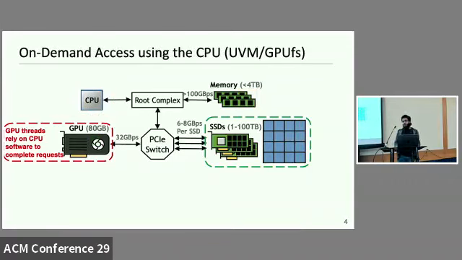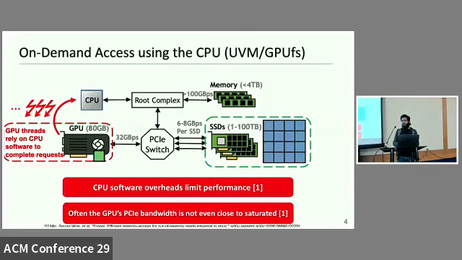Alternatively, systems like GPUFS, as pioneered by Professor Silberstein, allow GPU threads to make on-demand requests to software on the CPU, which fetch and move data on their behalf. However, when multiple threads make such requests in parallel, the CPU software overheads and costly synchronization easily limit the system's performance.